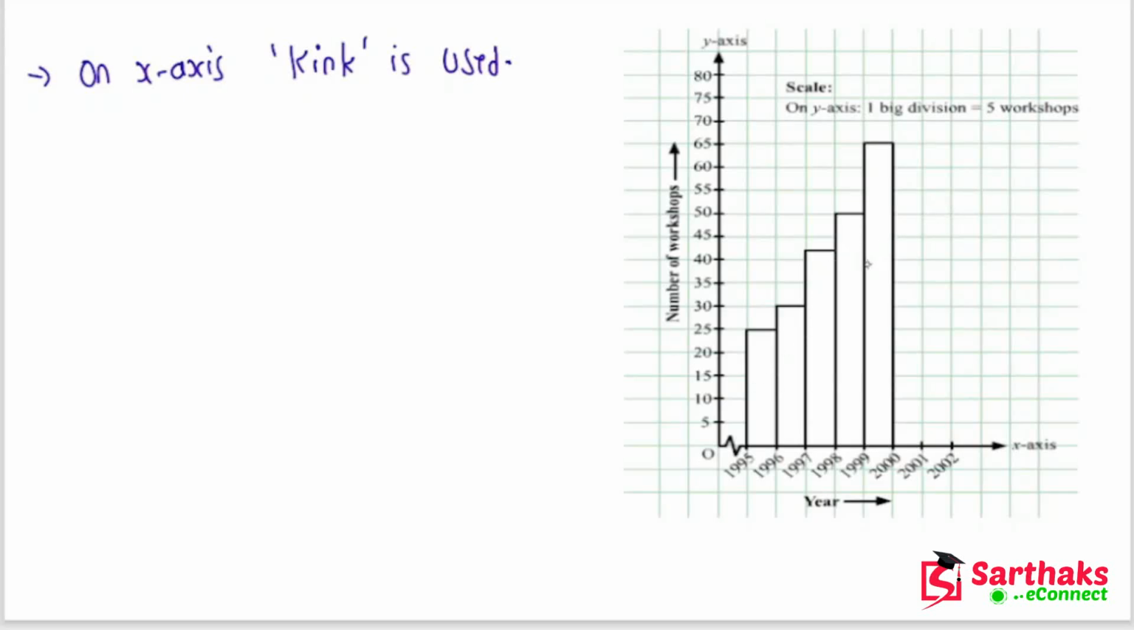Again, you can see how easy it has become to read the data. You can clearly see that the maximum number of workshops has been organized from 1999 to 2000. So that is the power of graphical representation of data. Now these were the cases where we have to construct the histogram with the given data. What if we are given a histogram?